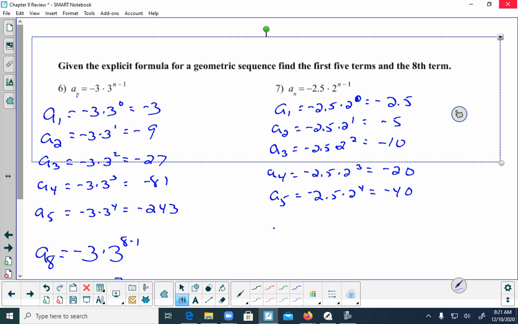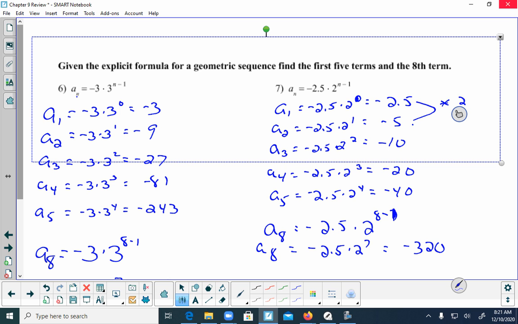To find the 8th term, I'm going to have negative 2.5 times 2 to the 8 minus 1. Well, that's a 7. So A is going to equal negative 2.5 times 2 to the 7th, which will end up equaling negative 320. And here, it should make sense to go from here to here. I multiply by 2, multiply by 2, multiply by 2, and that's the number that I'm raising to the power. Just want to clarify that.